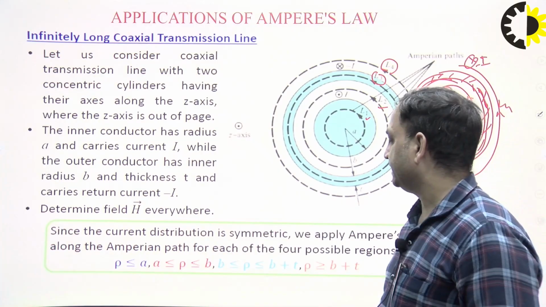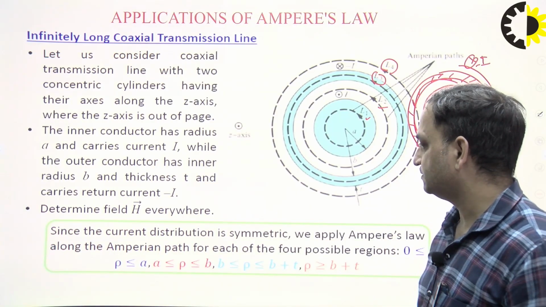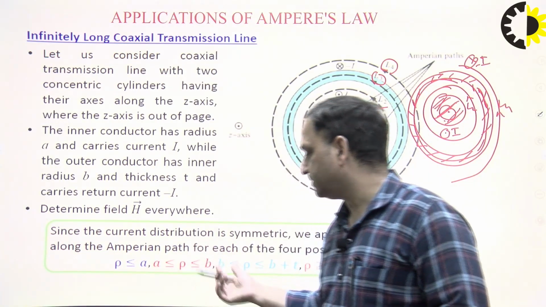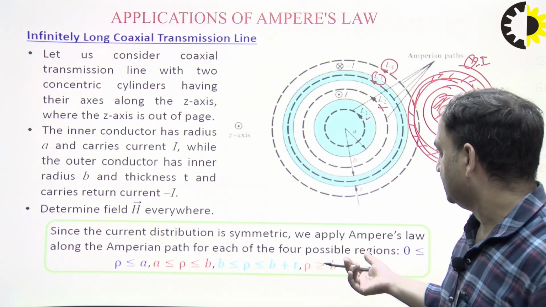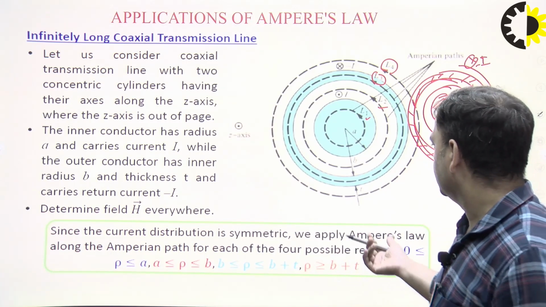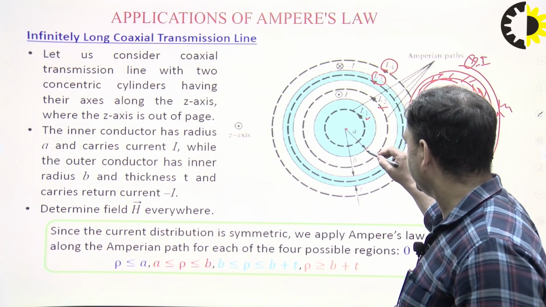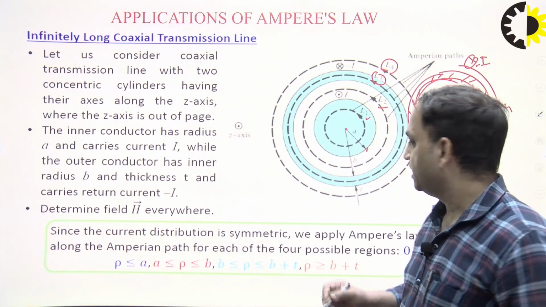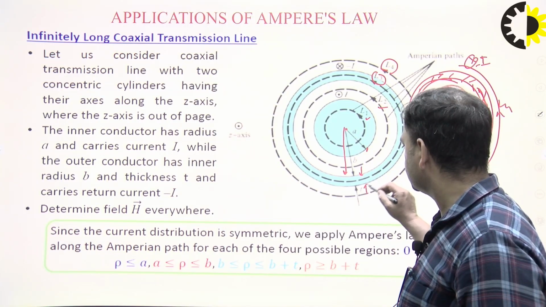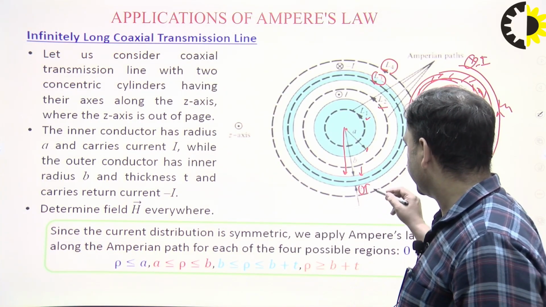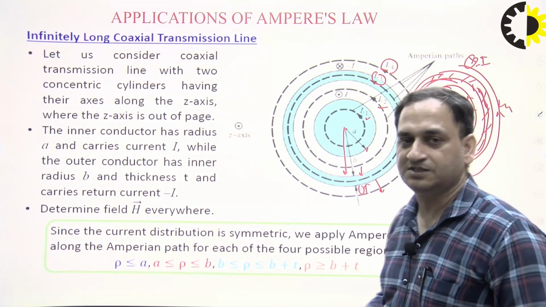Now we will apply the H dot dl is equal to I enclosed, or Ampere's circuital law, in this case. The possible paths crossing this coaxial transmission line are four. So what are the ranges for these paths? For L1 we will take from 0 to A, because the inner conductor is of radius A, and the outer conductor's inner radius is B, and the width of this conductor is T. And the last one we will calculate for greater than B plus T.